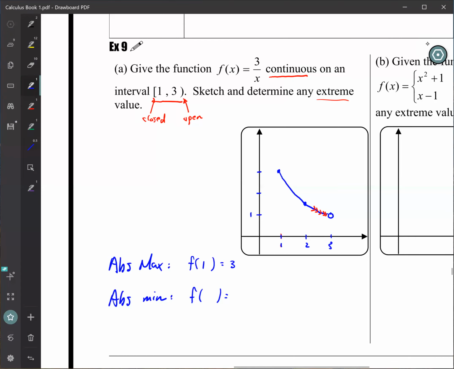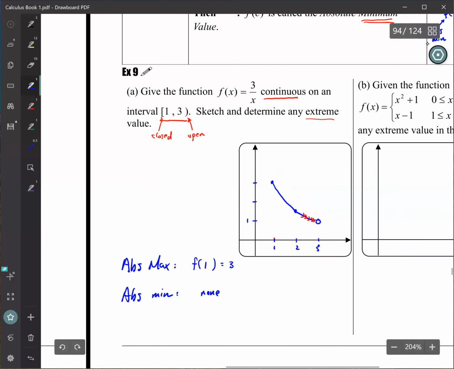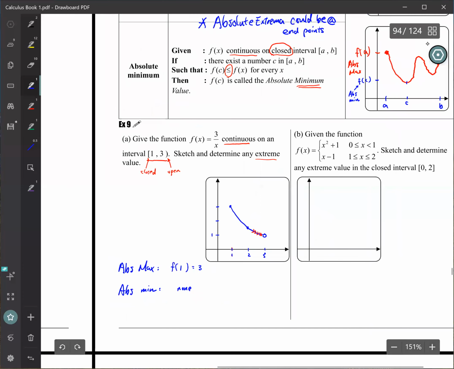Okay, so if it's an open interval, right? In this case, the lowest place looks like it's at the open circle part, then you cannot find a single value and call that the absolute minimum. So this one, you just say none. Okay, so I picked this example so you know why it doesn't have an absolute min.